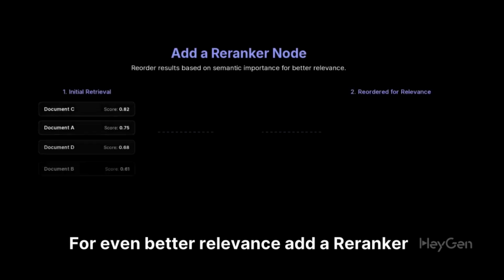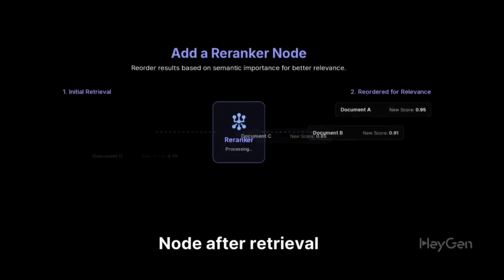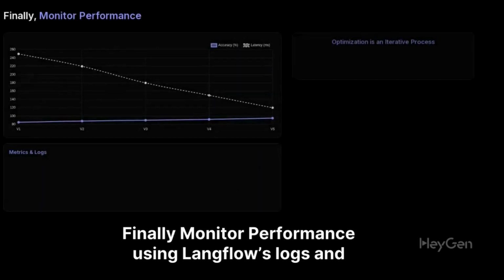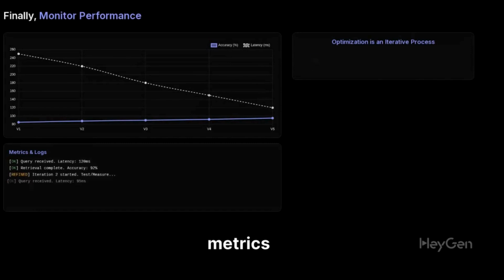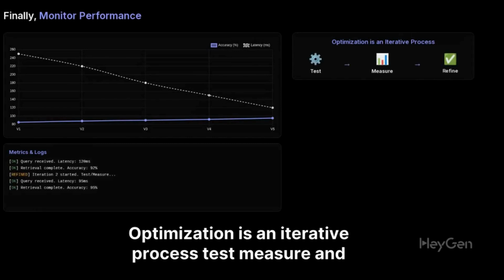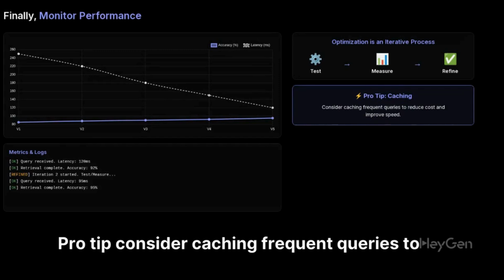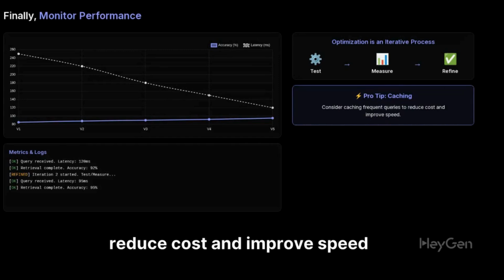For even better relevance, add a re-ranker node after retrieval. This reorders results based on semantic importance. Finally, monitor performance using Langflow's logs and metrics. Optimization is an iterative process. Test, measure, and refine. Pro tip, consider caching frequent queries to reduce cost and improve speed.